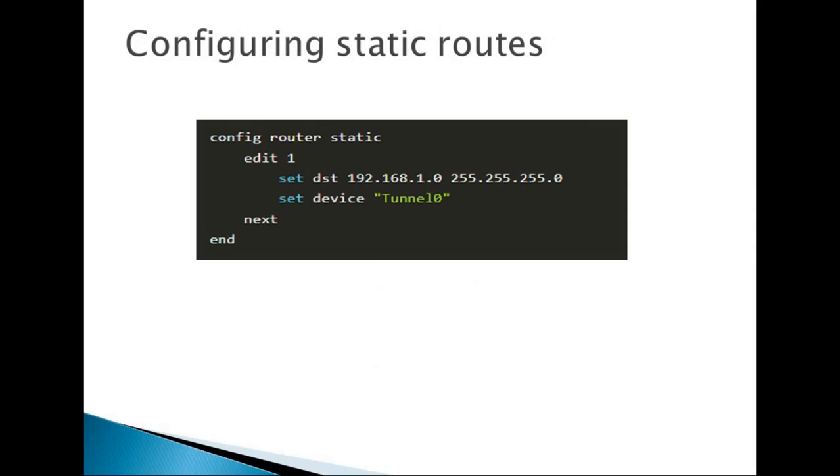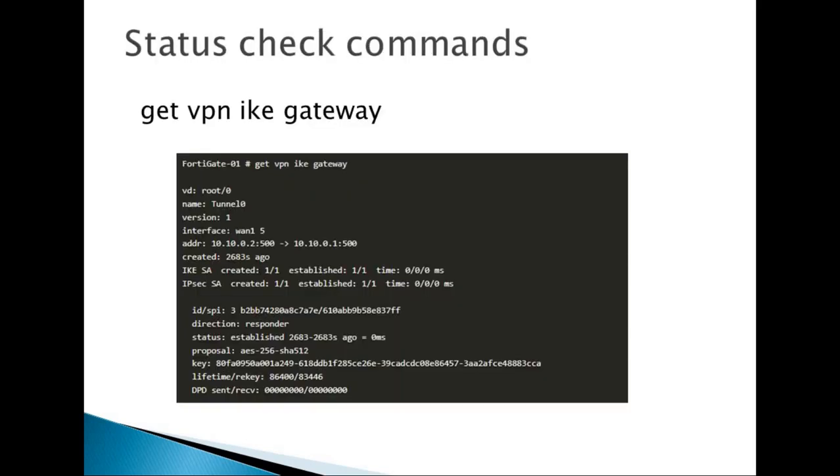Next we will be configuring the static route. You have to go to config router static and click edit 1. If you do not know how many routes are available, by default you can choose edit 0, and it will choose the next available number from the firewall itself. Here I'm using only one route, so I'm using edit 1. The destination will be the remote end's subnet, and then set device should be the tunnel interface. I'm choosing it here.